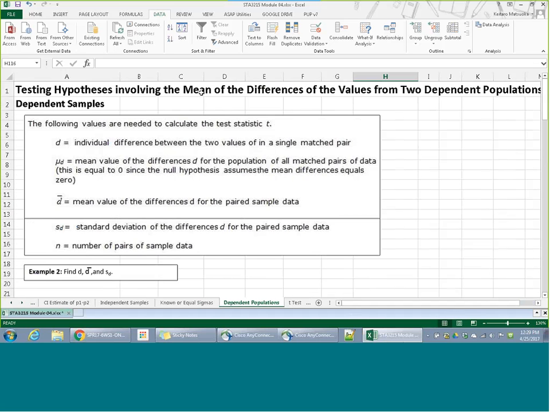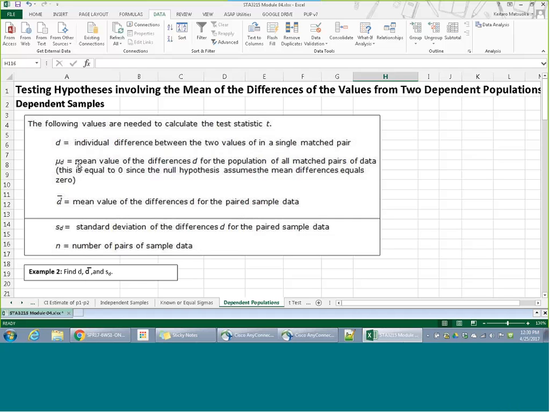We're going to be using the mean, so we're going to calculate t. And moreover, d represents the individual differences between the two values in a single matched pair. Mu d is the average of the d's. Okay, so there are going to be a bunch of d's. Sorry, take it back. D bar is going to be the average of the d's.